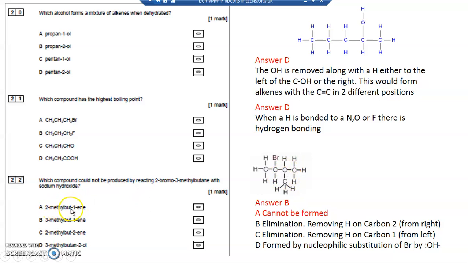Let's just check 2-methyl-but-1-ene. It can't be formed here at carbon number 1 because that would mean that the Br being removed is in the wrong position. That's at carbon number 3. So it can only remove a hydrogen from here or here. It can't remove one of these hydrogens here. So it's answer A.